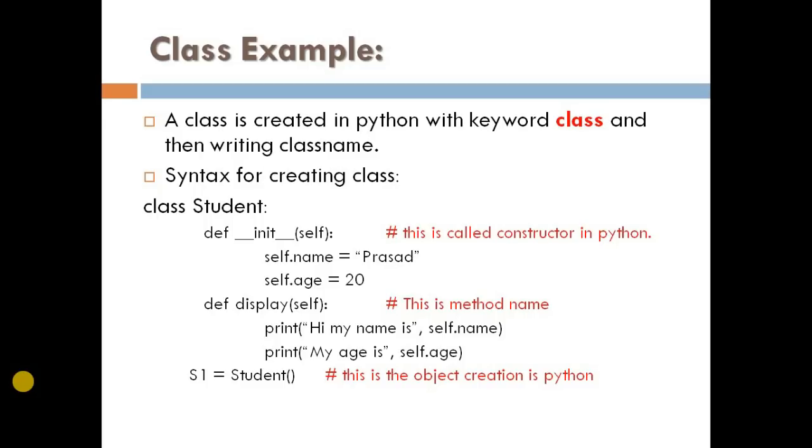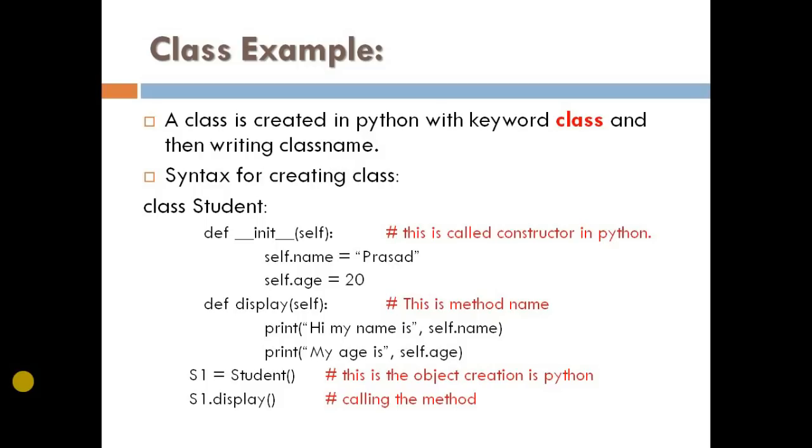But in Python, first you create the object name is equal to class name. So s1 is the object name is equal to Student. Student is my class name. And s1.display is a method. Okay, so this is the basic syntax of creating a class in Python. And this is much simpler than other programming languages to create a class and methods.